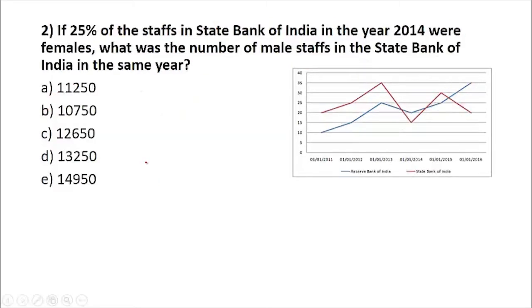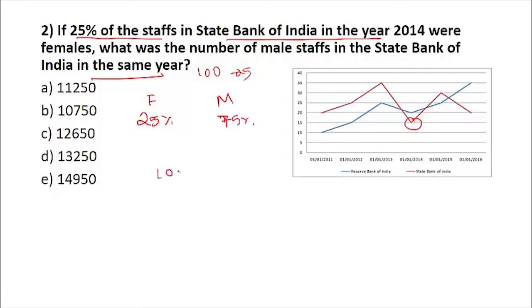Let us take question number 2. If 25% of the staff in the State Bank of India in the year 2014 were females, what was the number of males in the State Bank of India in the same year? If 25% is female, what is the remaining? 100 minus 25 will give you 75. So male would be 75%.